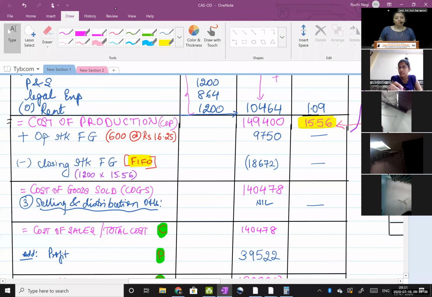Then selling and distribution overheads. It's not there in the question. There's not a single item of selling and distribution in the question. But still you cannot skip the step. You have to show it. Even though it is nil, just write nil. Then you will get your cost of sales, which is also known as total cost.